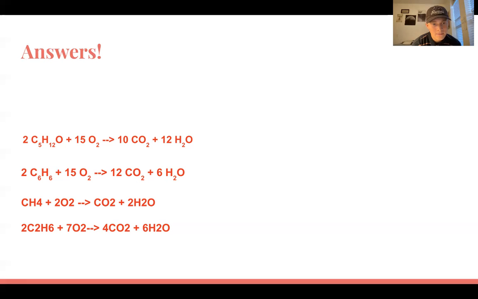And then we'll have 30 on the left side. So that's a pretty easy one. The third one, 1 carbon on the product side. So we're going to have 1 carbon on the reactant side, 1, 1. There's 4 hydrogen on the product side. So we have to multiply our H2O by 2 to get 4 hydrogen. So now that's 4 and 4, balanced.